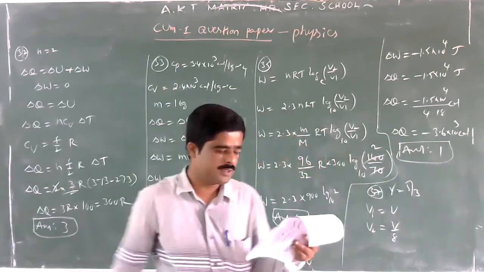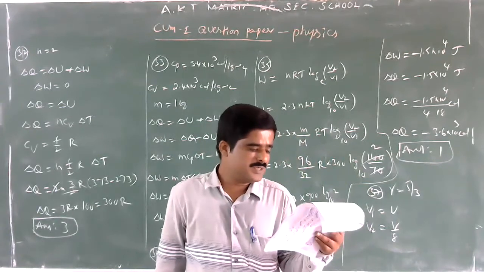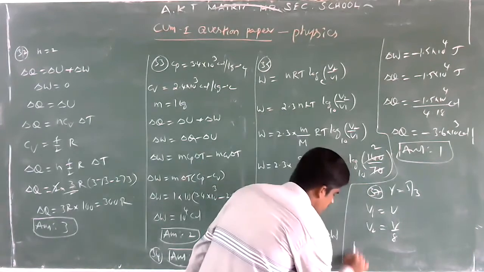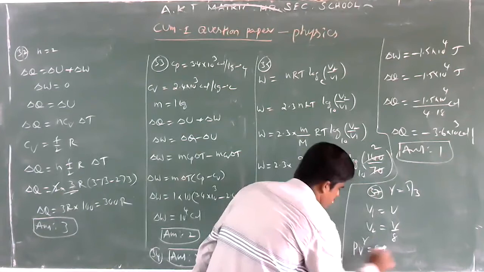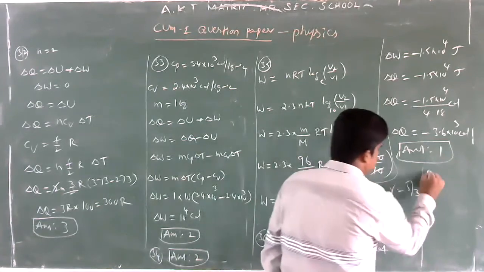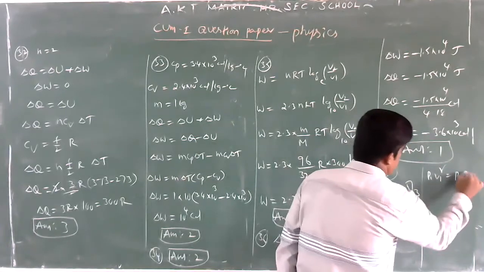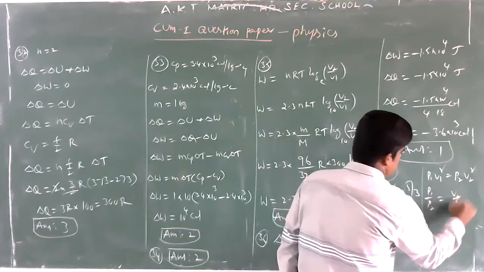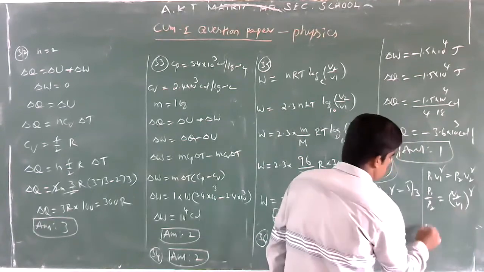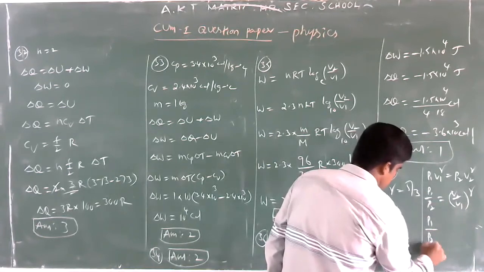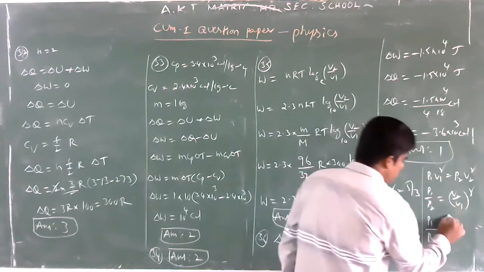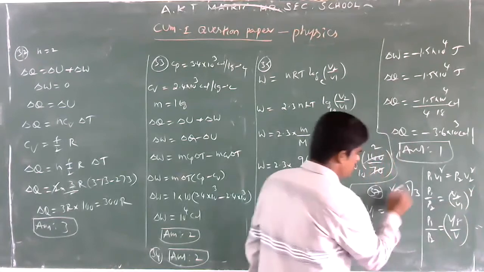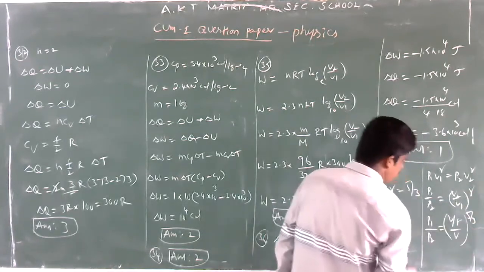Next, the pressure of the gas will change to what? Let's see. In an adiabatic process, P V to the power gamma is equal to a constant. So P1 V1 to the power gamma equals P2 V2 to the power gamma. P1 and P2 are unknown. V2 is equal to V by 8, and V1 is equal to V, to the power of gamma. The gamma value is given as 5 by 3. Okay, next.